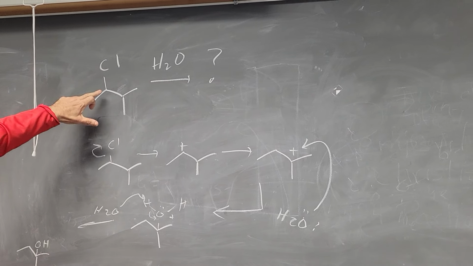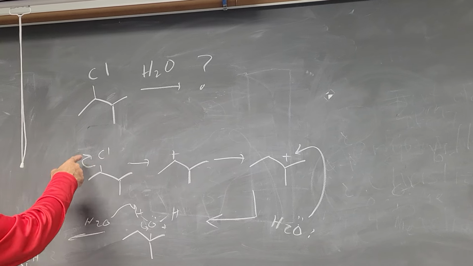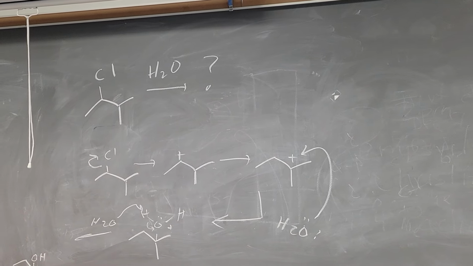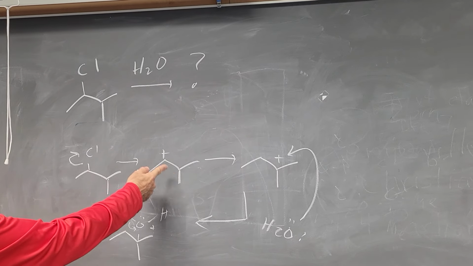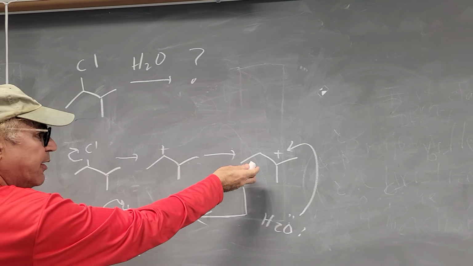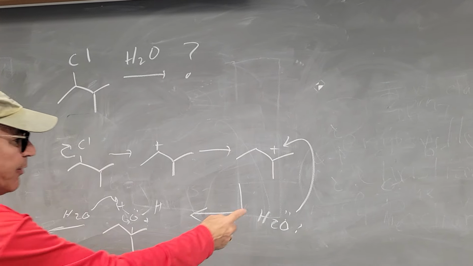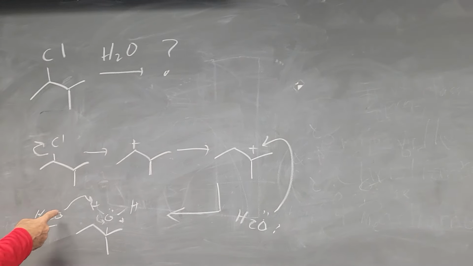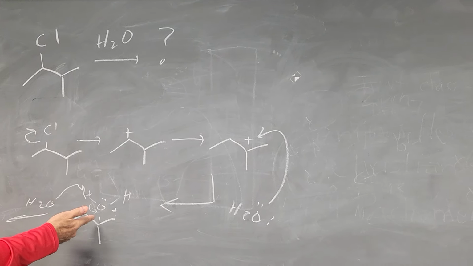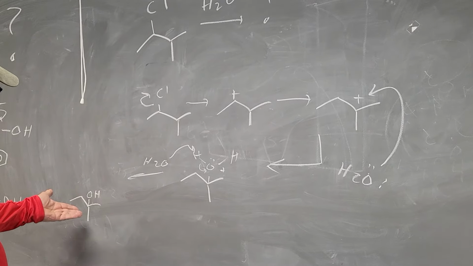I give you the secondary halide with water and ask you for the product. What would you do? We make the chlorine leave, of course, right? A carbocation is formed. It's a secondary. The secondary would have a hydride shift to give the lower energy tertiary. And then the water would come in as the nucleophile attacks, and then we would simply deprotonate it, and we would end up with the tertiary alcohol.